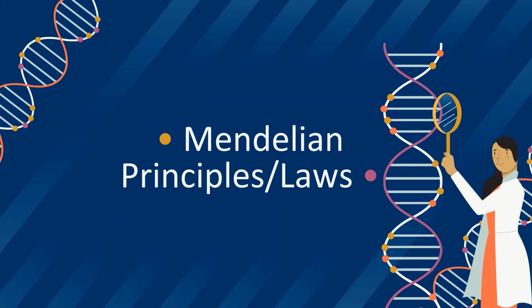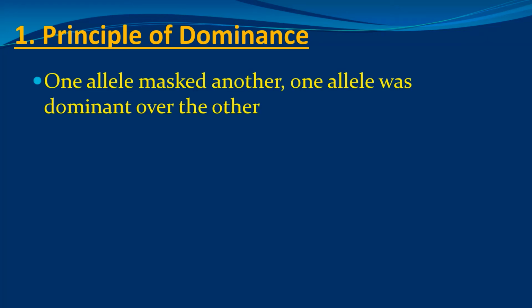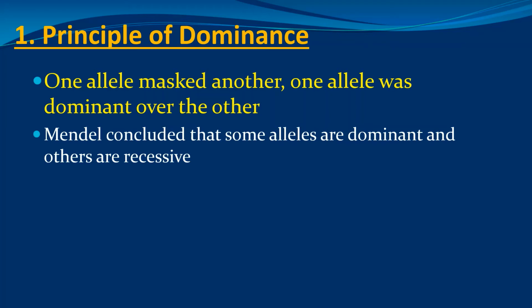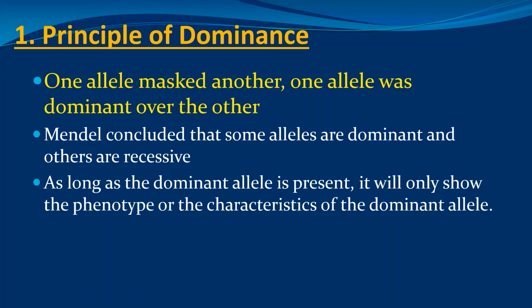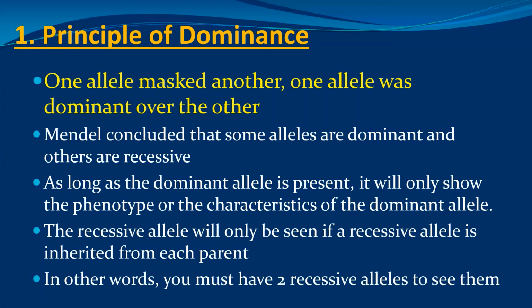Now let's go into the Mendelian principles or laws. The first principle is the principle of dominance. We have been hearing this since earlier. This happens when one allele masks another; one allele is dominant over the other. Mendel concluded that some alleles are dominant and others are recessive. As long as the dominant allele is present, it will only show the phenotype or characteristic of the dominant allele. The recessive allele will only be seen if it is inherited from each parent. In other words, you must have two recessive alleles to see them.